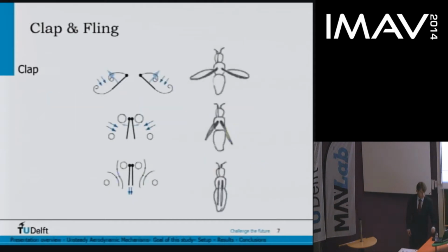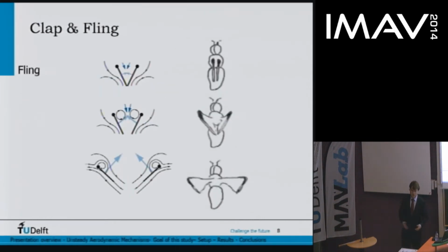And finally, there's clap and fling. These are actually two separate mechanisms. They just usually occur together, so they're mentioned in the same phrase. Clap is the first thing that occurs when the wings come together. You can see first the leading edges of the wing will come together, then when the rest of the wings come together, the air in between the wings is pushed down, pushed out. This creates a downward jet and a small upward force.